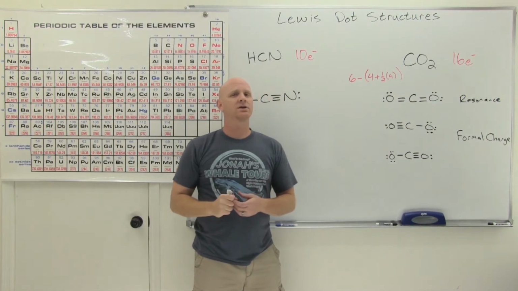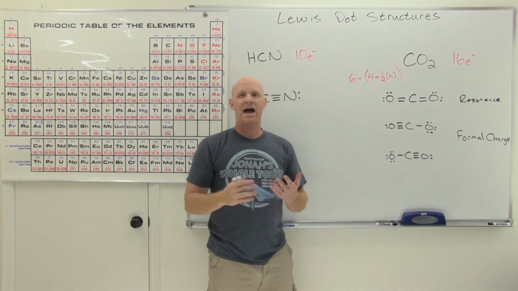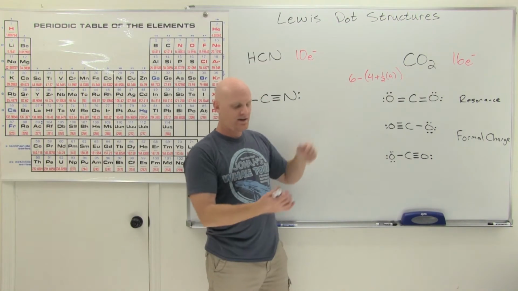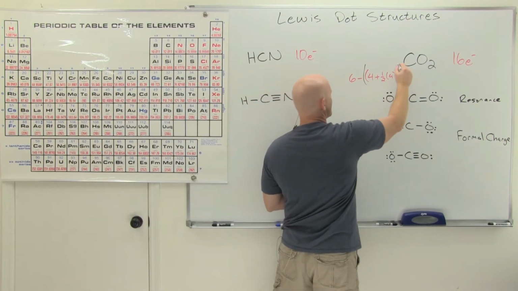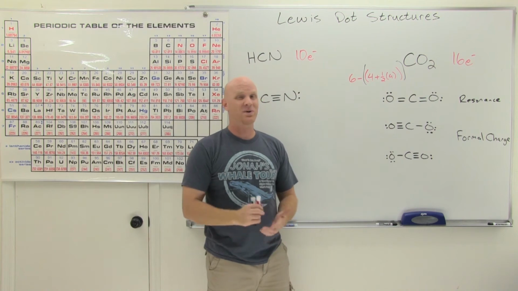But your likelihood of remembering that formula without spending a little time on it, not so great. However, you can really shorten it down to: take the normal number of valence electrons, and instead of something in brackets that you have to remember, it's the sum of the dots and lines around that atom. That's the way I like to think about it.